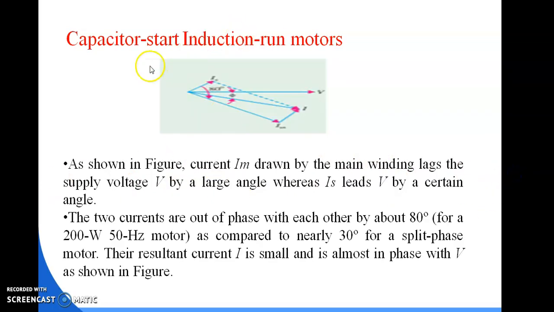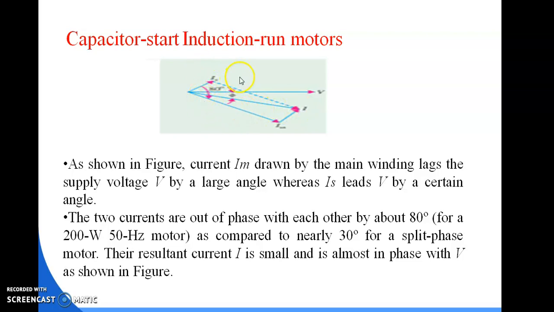Now the capacitor start induction run motor phasor diagram. Here we have taken voltage as reference. This is the main winding current. This is the starting winding current. This current lags the voltage by an angle phi. This current, the starting winding current, leads the voltage. Okay, we can see here this is the angle.